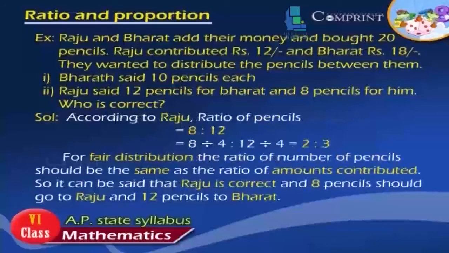According to Raju, the ratio of pencils is equal to 8 is to 12, equal to 8 divided by 4 is to 12 divided by 4, which is equal to 2 is to 3. For fair distribution, the ratio of the number of pencils should be the same as the ratio of amounts contributed. So, it can be said that Raju is correct and 8 pencils should go to Raju and 12 pencils to Bharat.